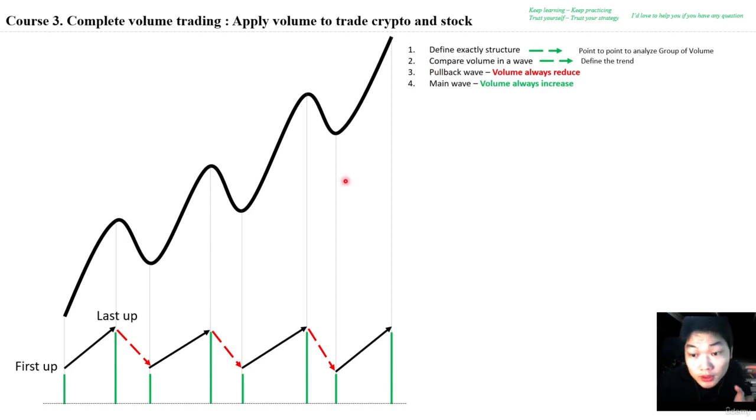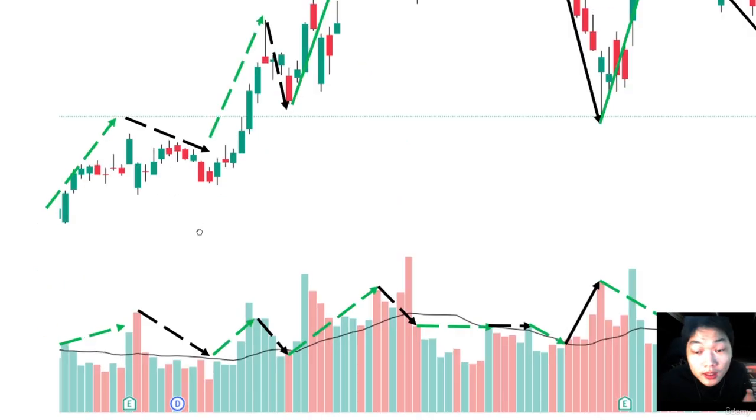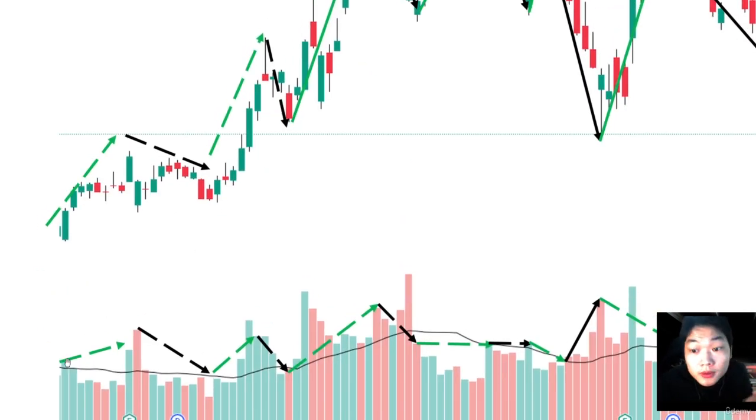And I will give you some example to fully understand about this lesson. Here is the Apple stock on the daily time frame, and here is the time I captured the markets. And you can see that from the left side to the right side, we have a structure at this time of higher high and higher low. And you can see that I analyze group of the candle in this case from the left side to the right side. Here is the first pull wave of the market. And at this time we analyze the group of the volume.